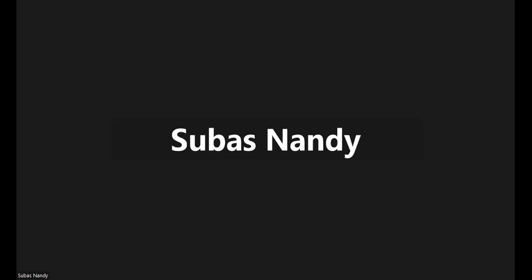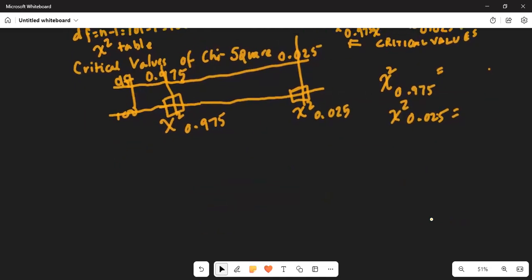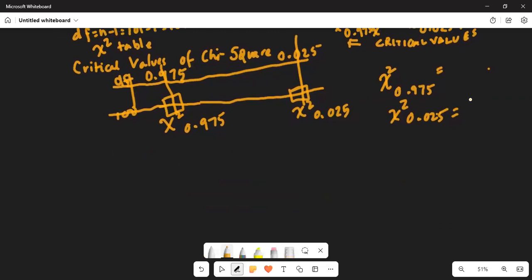So going back to my screen. Okay, so let me move this up a little bit. The two critical values are chi-square 0.025 is 129.561, and chi-square 0.975 is 74.22. So these are the two critical values. Remember, these are the critical values of chi-square.